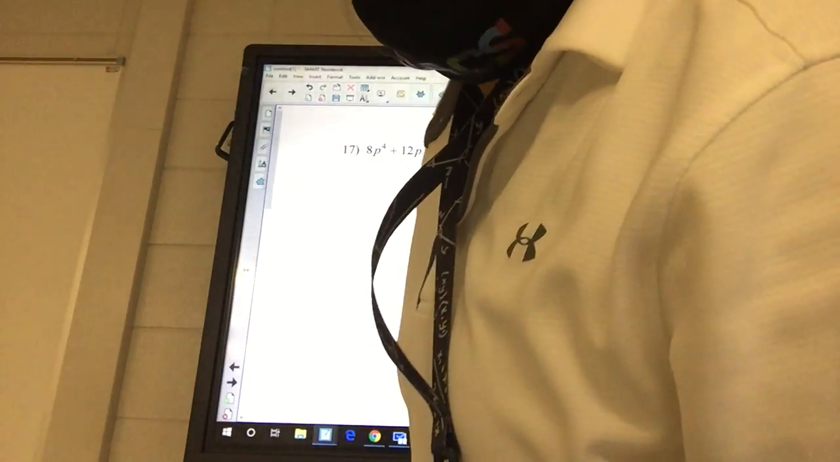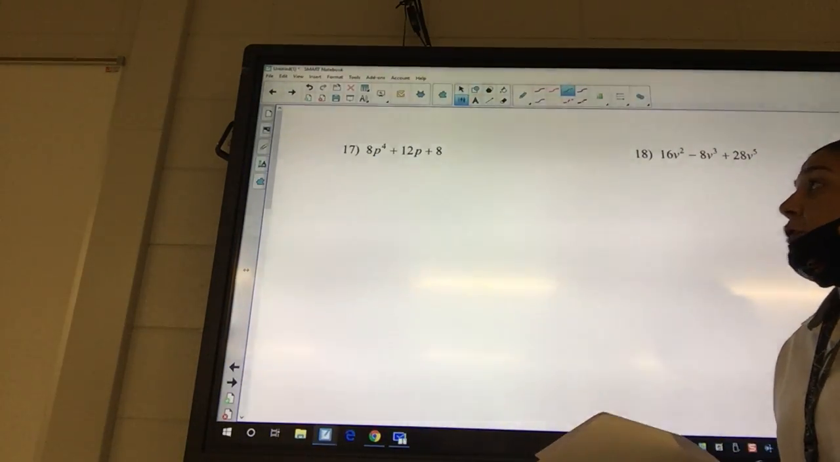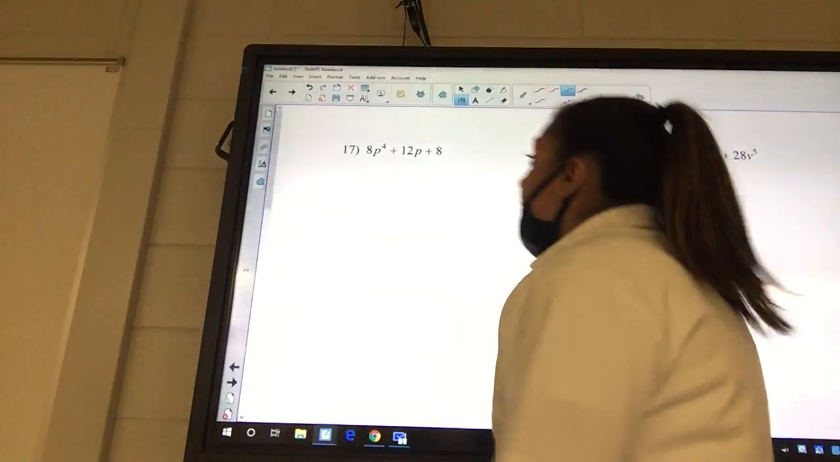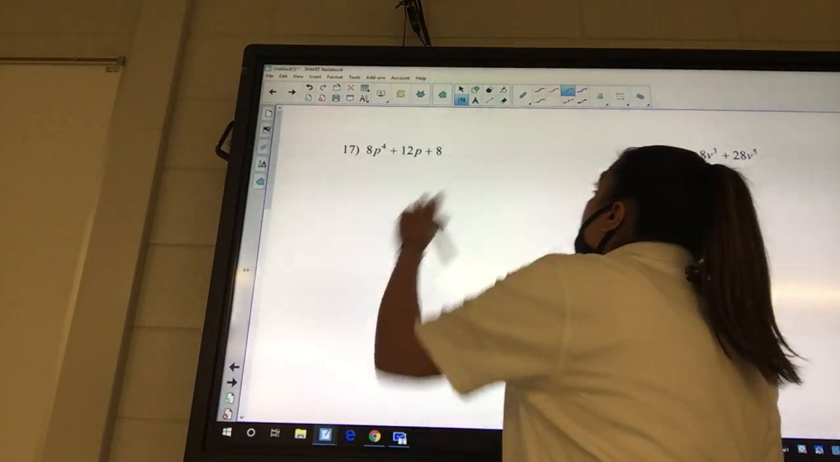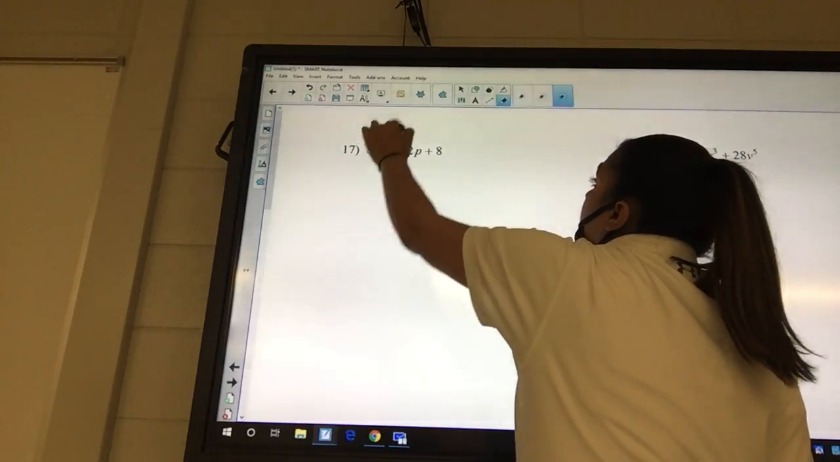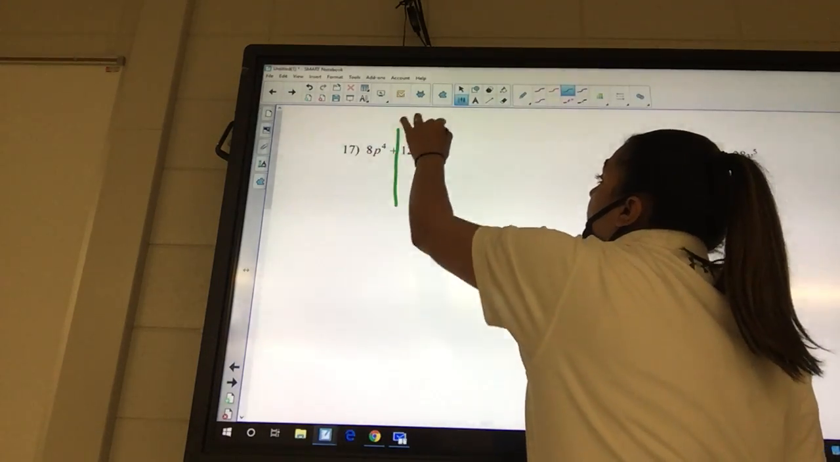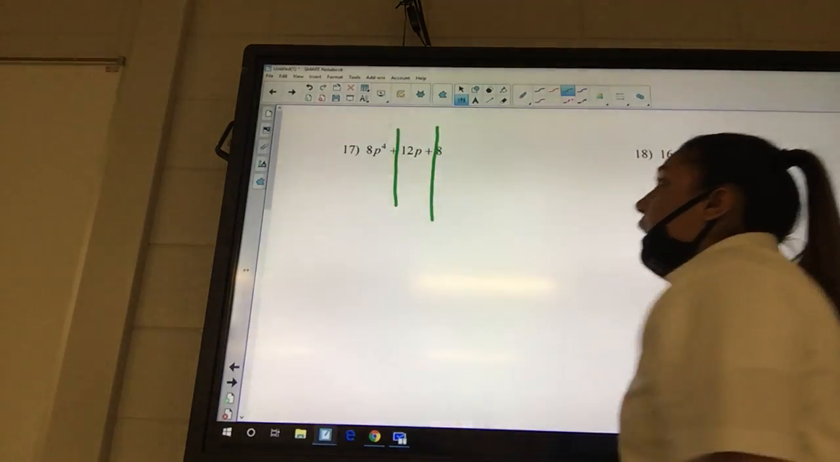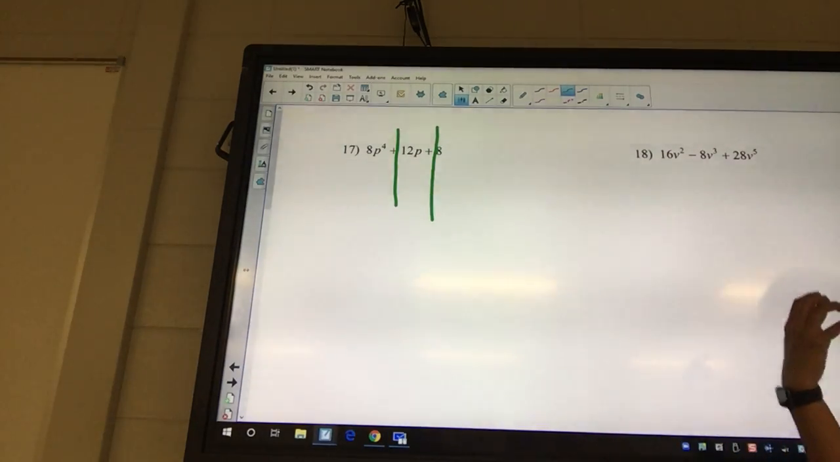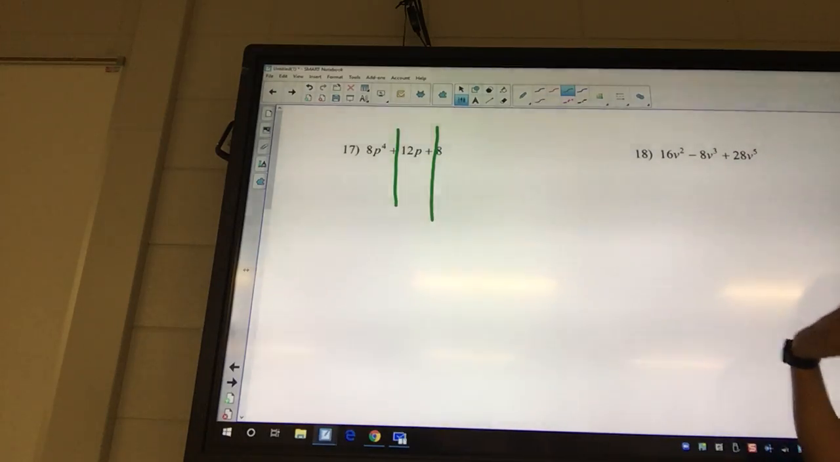Okay, so the last page, you may notice that there is a difference from the ones that we just did. The only difference is it has 3 numbers instead of 2. So instead of drawing one green line like I always do, I have to draw 2 green lines. And in order for it to be a matchies, it's got to match for each person.